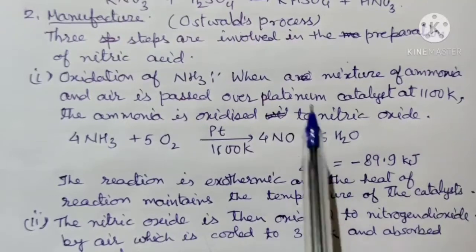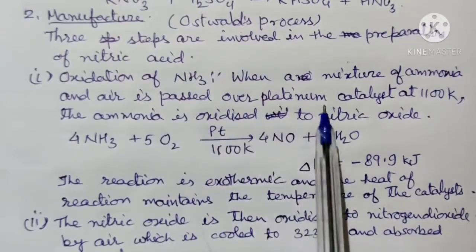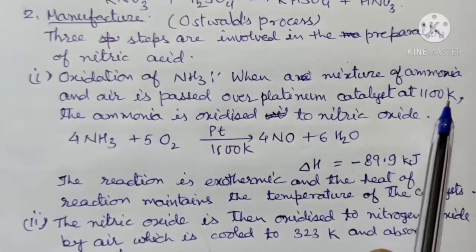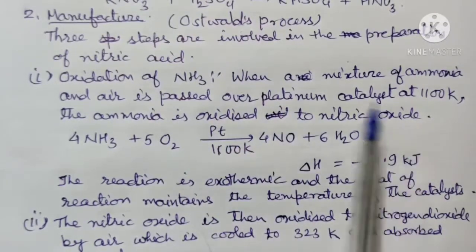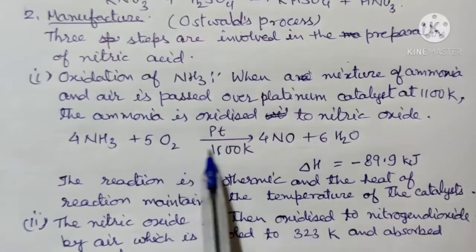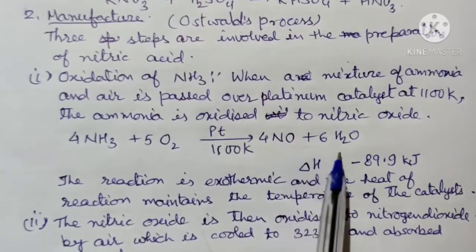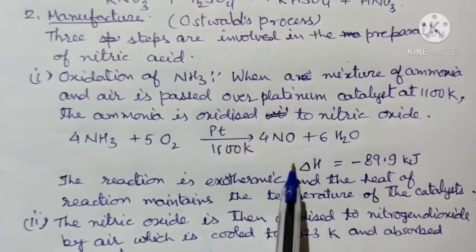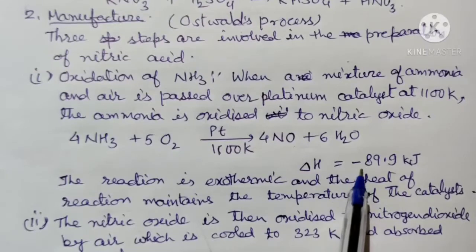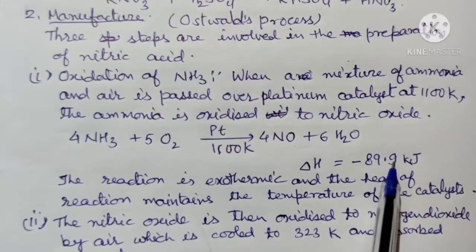The first step is the oxidation of ammonia. When a mixture of ammonia and air is passed over platinum catalyst at 1100 Kelvin, the ammonia is oxidized to nitric oxide. That is, ammonia plus oxygen is converted into nitric oxide plus water, and the enthalpy change for the formation of nitric oxide is exothermic, minus 89.9 kilojoule.